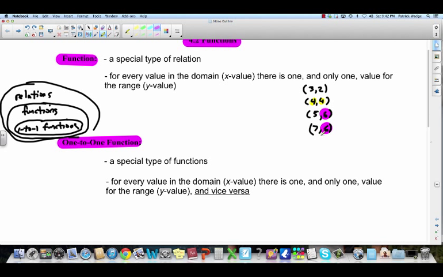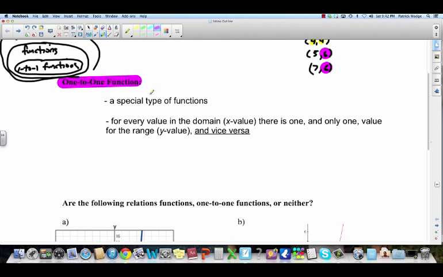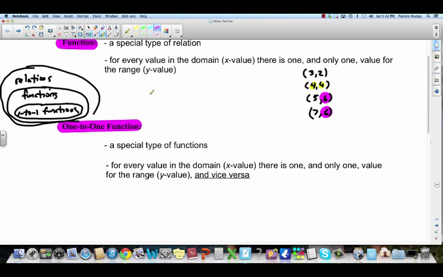So it has to work both ways for it to be a one-to-one. Only has to work one way for it to be a function. A little confusing, isn't it? I think you'll understand it more when you see some drawings and diagrams down below here. In fact, well, let's just do this. Okay, so there's something else I need to say about both of them.